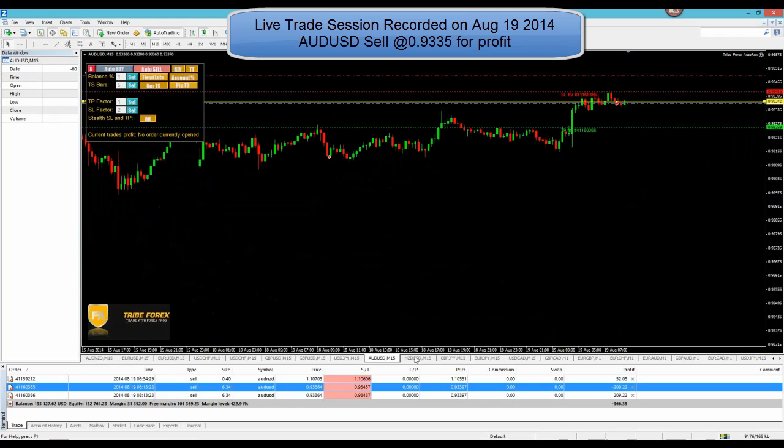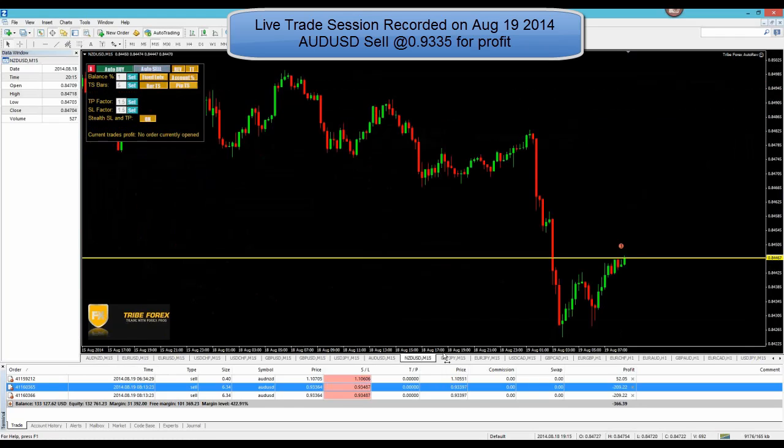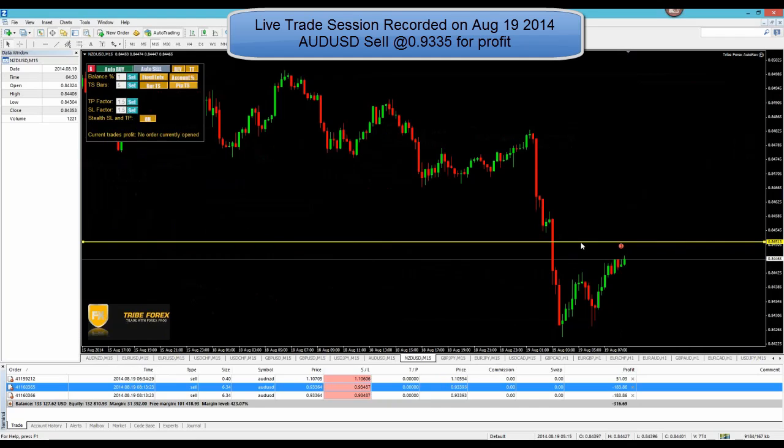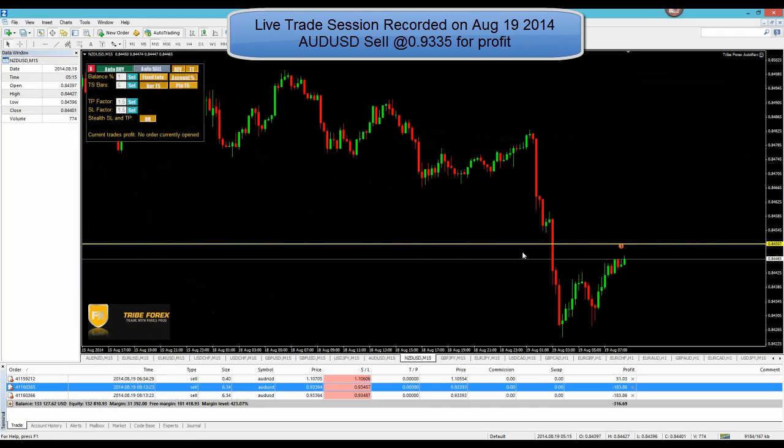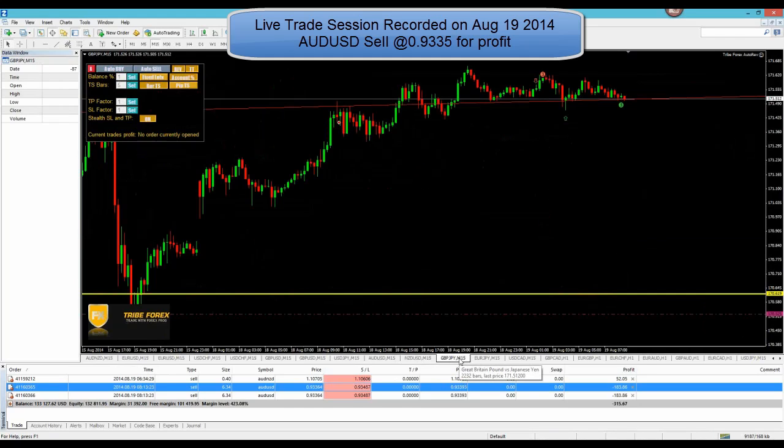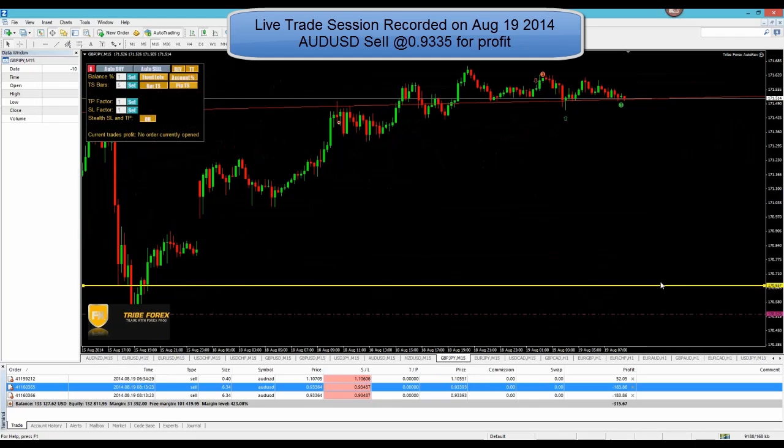Okay, so we set that up. We're sitting here in our Aussie dollar. New Zealand hasn't given us an opportunity yet. We're looking for another opportunity. If it does present itself, we'll get into it on the 15-minute time frame. And the pound yen, we're going to look for a buy at 170.84, which we are far above that.